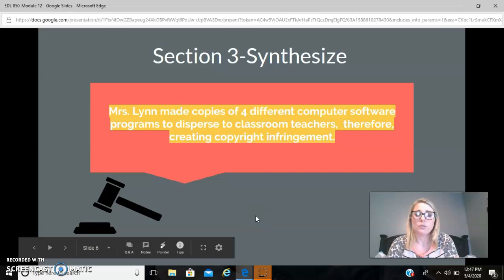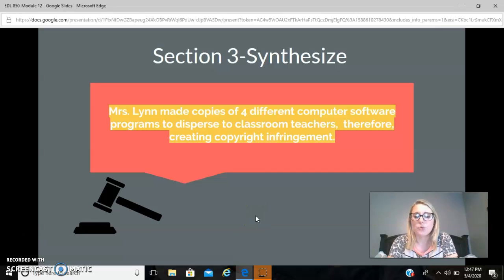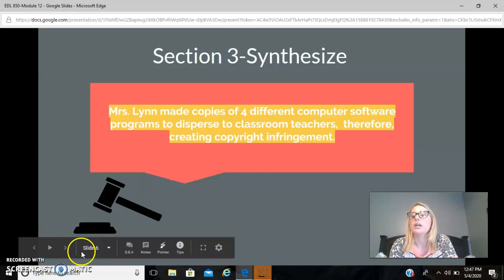Section 3, synthesize. Mrs. Lynn made copies of 4 different computer software programs to disperse to classroom teachers, therefore creating copyright infringement.